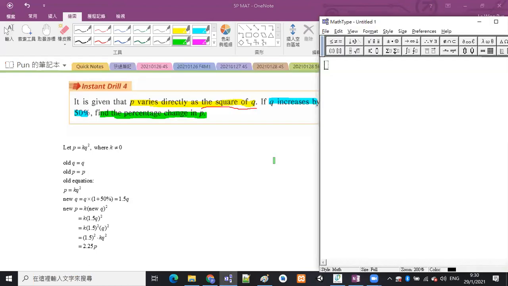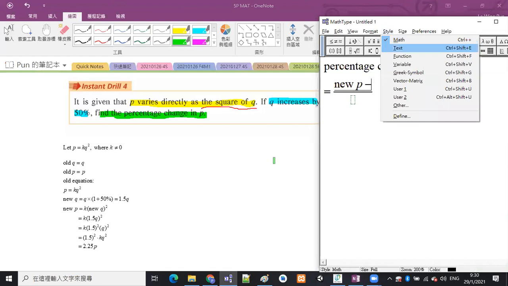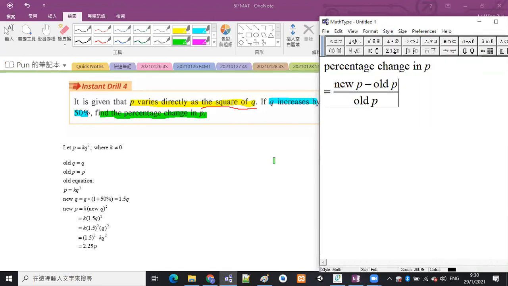Okay, so now we are going to answer the question. The percentage change in P is equal to the new P minus the old P divided by the old P times 100%. Okay, but what is the new P here? New P has been found to be 2.25P, right? 2.25P minus old P. The old P is just P, divided by old P is P, times 100%.